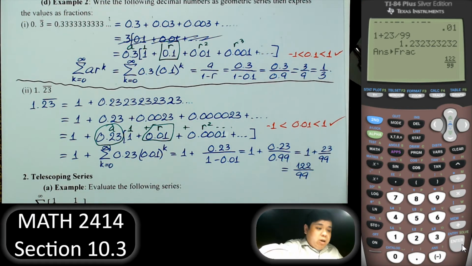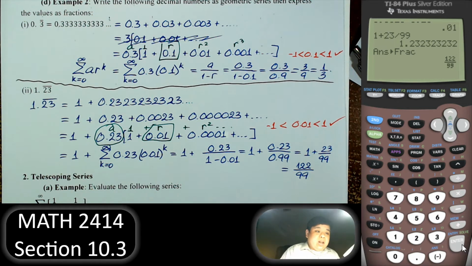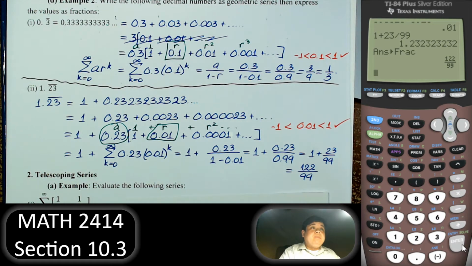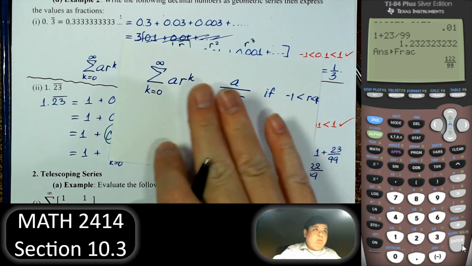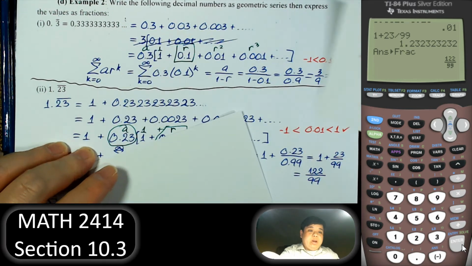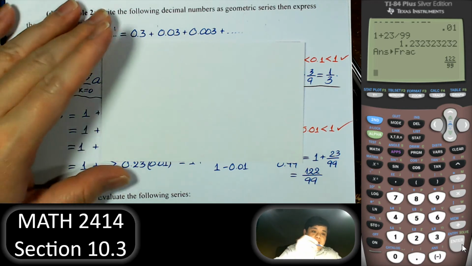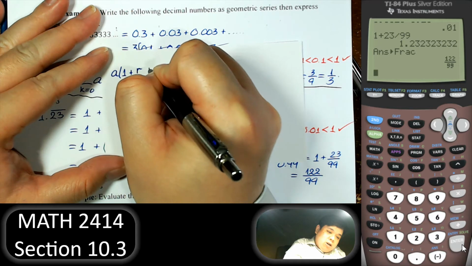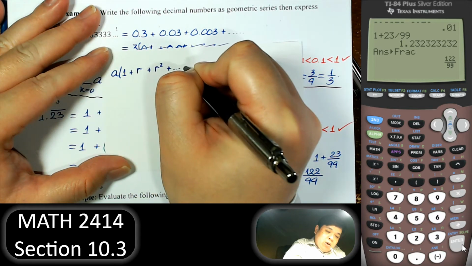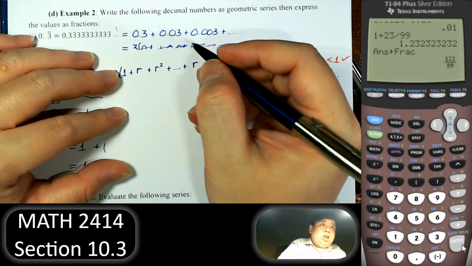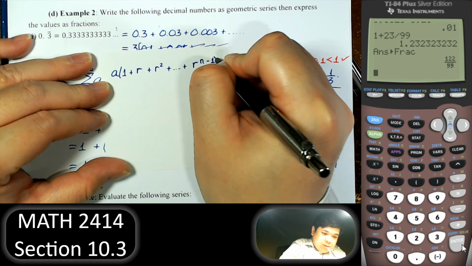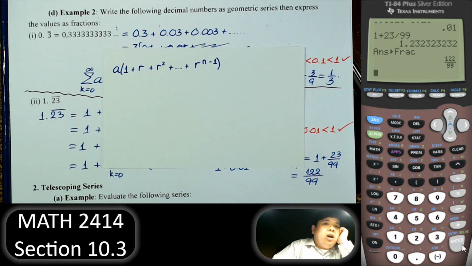Since it goes a little faster than I anticipated, I just want to prove this formula real quick. It's not in the notes, but I just want to prove this. Right, so we're trying to prove this formula here. In order to prove that formula, we do just the basic. Let's say we have A times 1 plus R squared all the way to R to the n minus 1. I say we just do that.